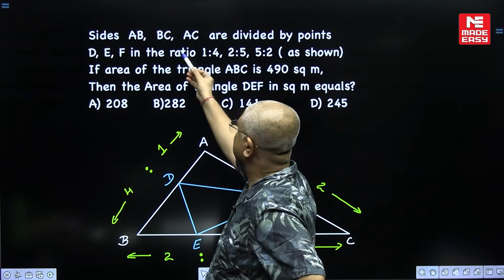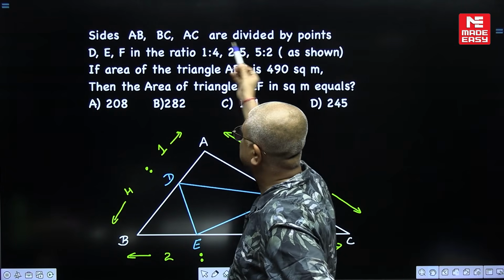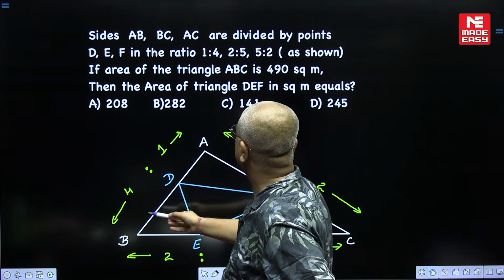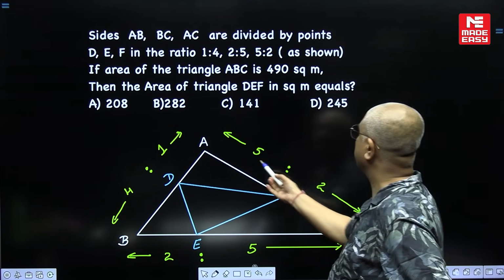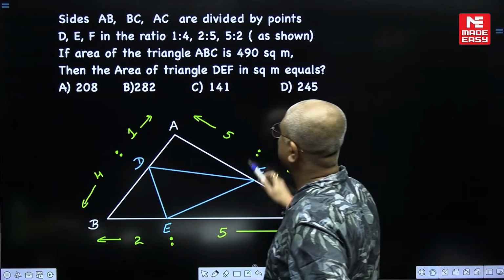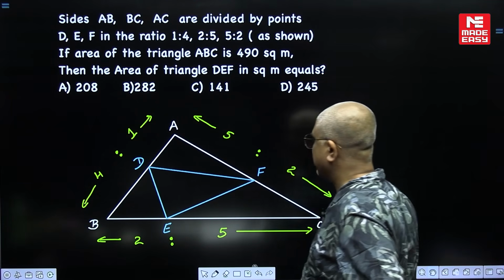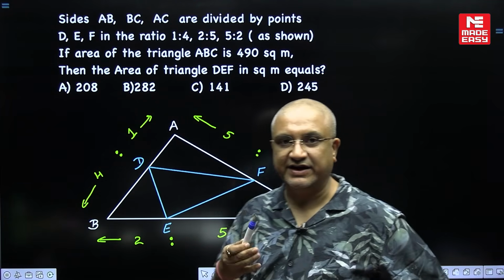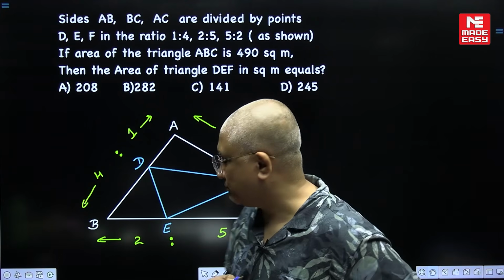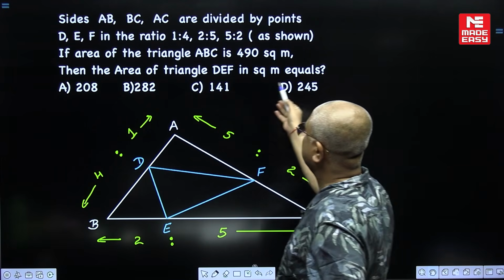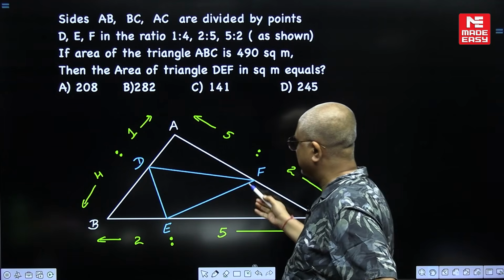Sides AB, BC, AC are divided by the points D, E, F in the ratio 1:4, 2:5 and 5:2 as shown. If the area of the triangle ABC, that means the area of the larger white triangle, is 490 meters square, then we need to identify the area of the blue triangle DEF in the same units.